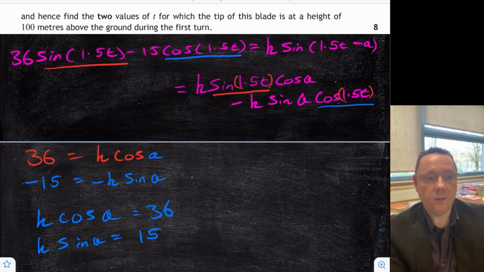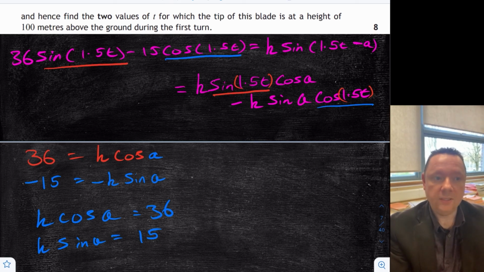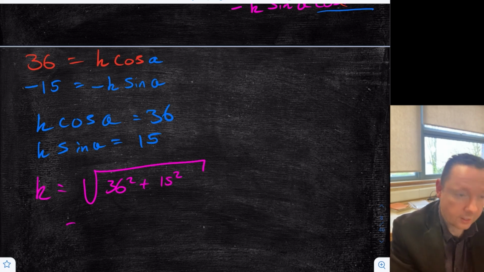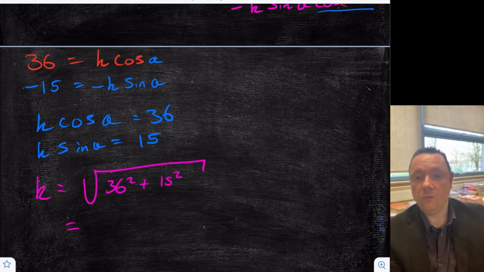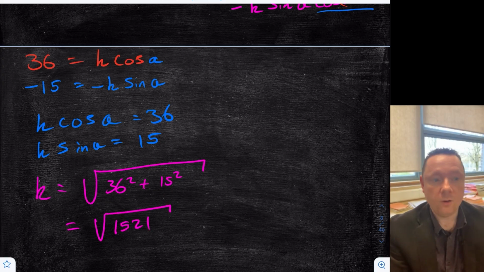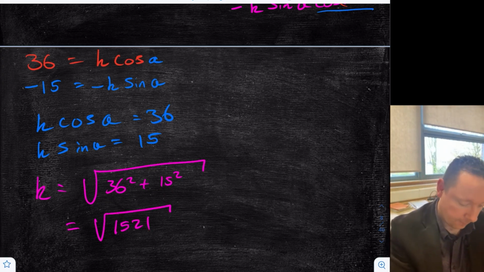And now we're ready to get our k. Because sine squared plus cos squared equals 1, that means our k squared will be 36 squared plus 15 squared. So in other words, k is equal to the square root of 36 squared plus 15 squared, a bit like Pythagoras. So that is the square root of 1521. Use your calculator to verify that. And the square root of 1521 is 39. So we know that k is equal to 39.